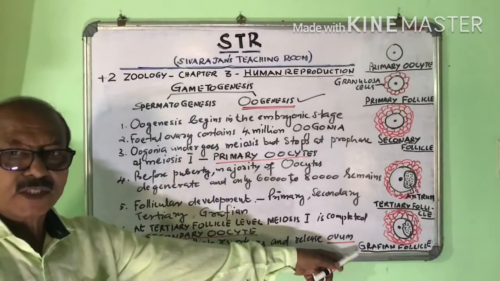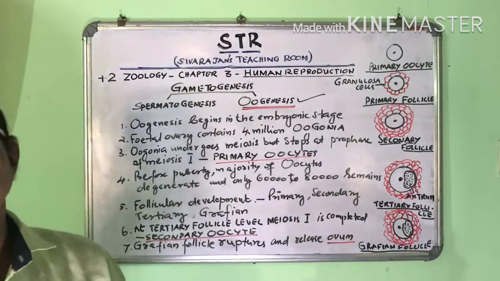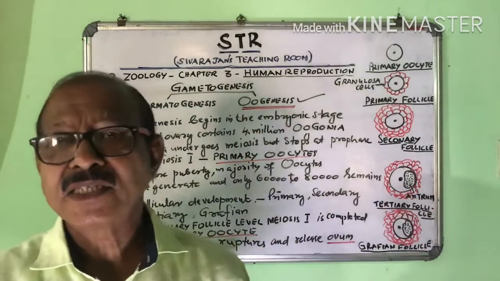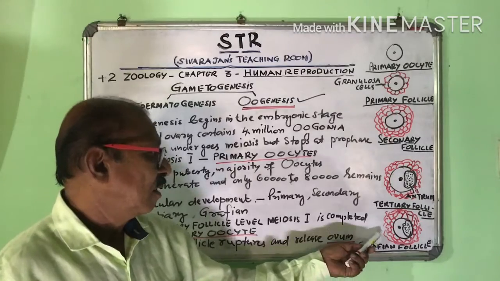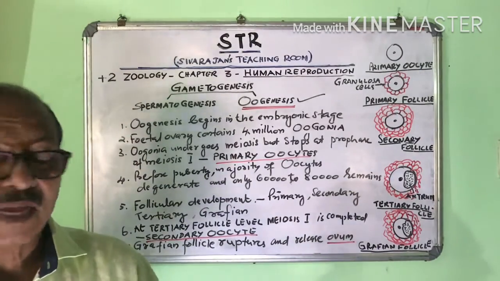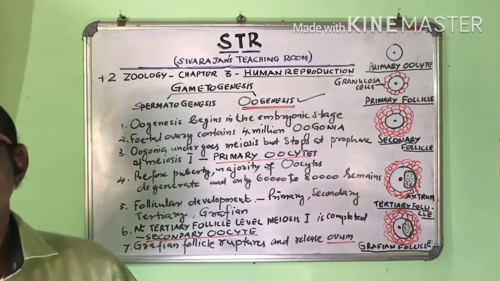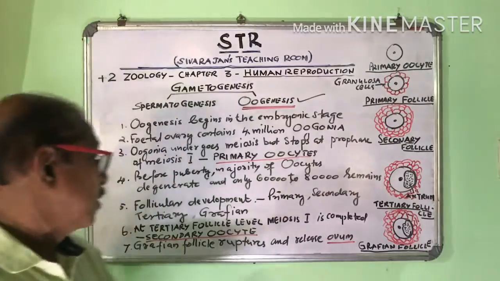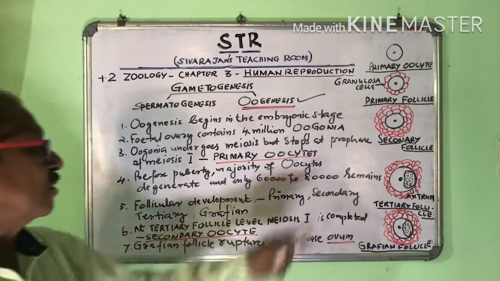This ovulation takes place by the breaking of the graafian follicle, and the graafian follicle breaks by the sudden increase in the level of pituitary hormones like LH and FSH. What is LH? Luteinizing hormone, and FSH is follicle stimulating hormone. So this is about oogenesis. I hope you have understood this.